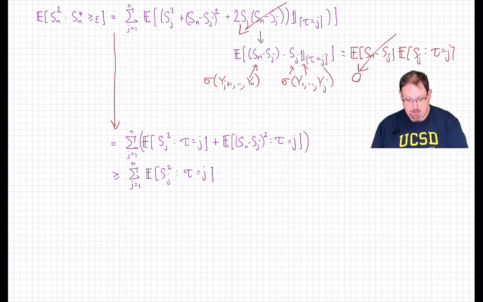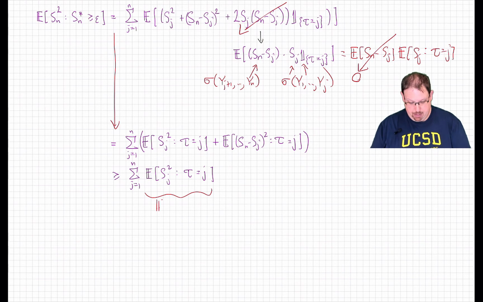So this expected value here is of course non-negative, which means that we can just toss it out if we're looking for a lower bound on this quantity, which is what the maximal inequality is. And so this is greater than or equal to this sum here. Now what can we do with that? Well, we'll sort of translate it back.